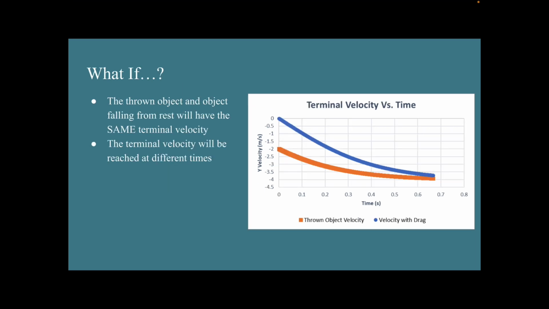So what if the object is initially thrown downwards? Will the terminal velocity be the same? The answer is yes. An object dropped from rest and one that is thrown downwards will have the same terminal velocity. However, the two objects will reach terminal velocity at different times.